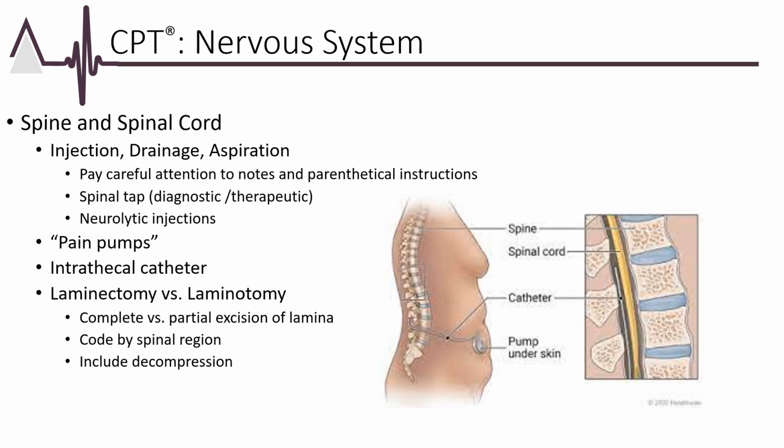Spinal tap or lumbar puncture is listed in the injection, drainage, or aspiration section. CSF is obtained by inserting a needle into the subarachnoid space in the lumbar region. Various conditions such as infection or hemorrhage can be diagnosed. Lumbar puncture can also be done for therapeutic purposes.